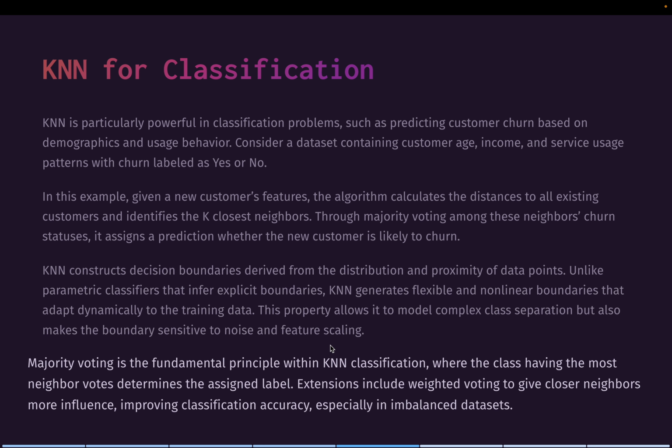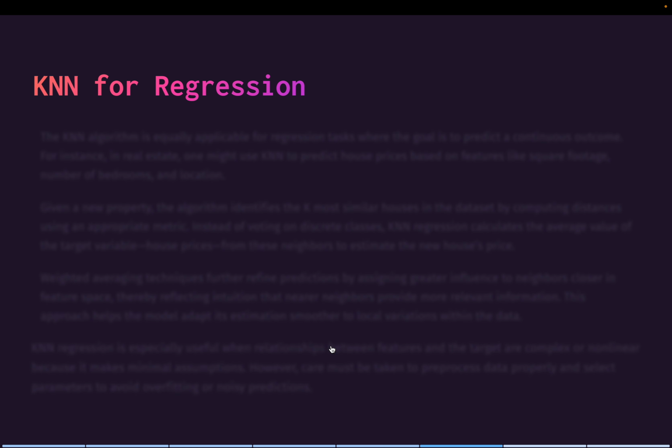Majority voting is a fundamental principle within KNN classification, where the class with the most neighbor votes determines the assigned label. Extensions include weighted voting to give closer neighbors more influence.